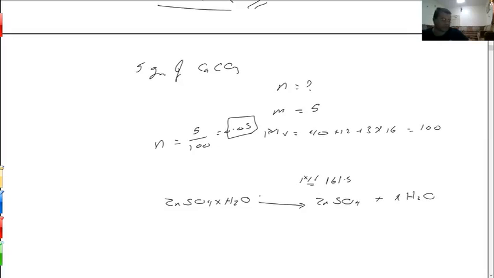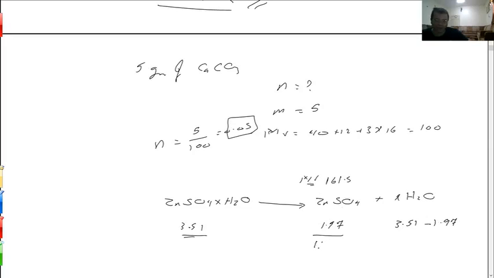The question said, by heating 3.51 grams of hydrated zinc sulfate, we got 1.97 grams of anhydrous zinc sulfate. Can you calculate the amount of water? The total mass in is equal to the total mass out. So the mass of the water formed here will be 3.51 minus 1.97.